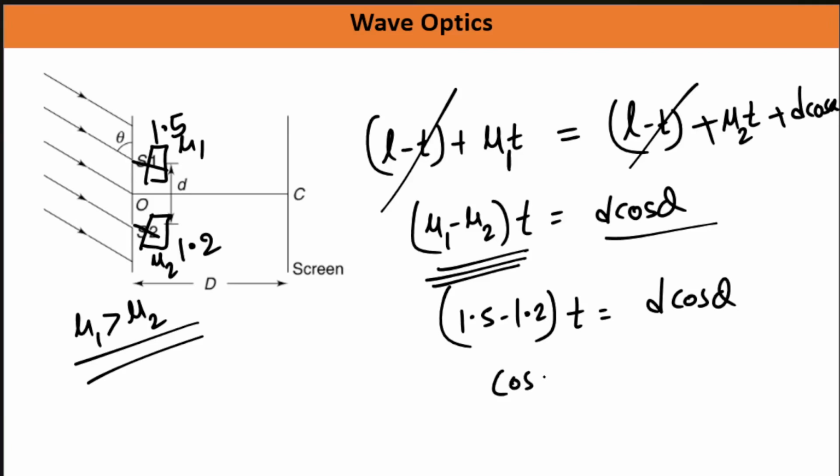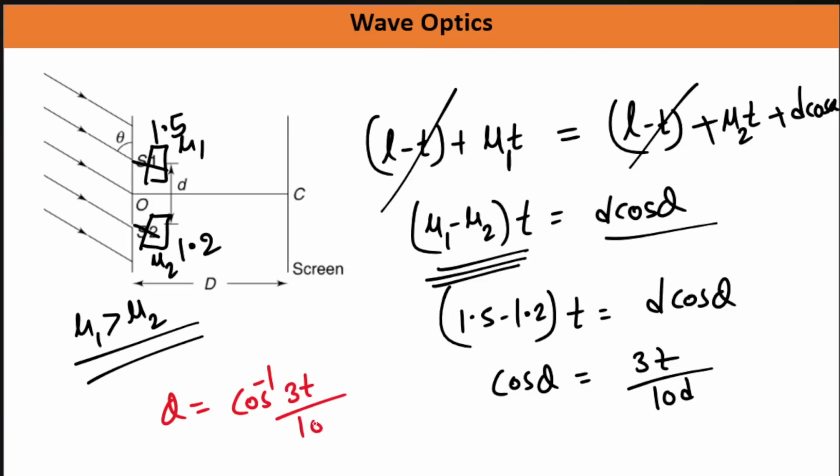So cos theta is how much? This is going to be 0.3 t, that is 3t by 10, and then d will come down. So 10d. This is this. Okay. So theta को आप क्या लिखने वाले हो? थीटा को आप लिखोगे cos inverse 3t by 10d. This is going to be our answer.